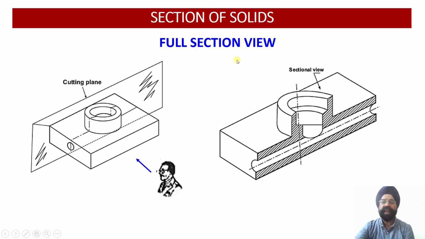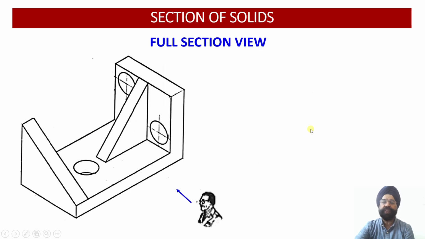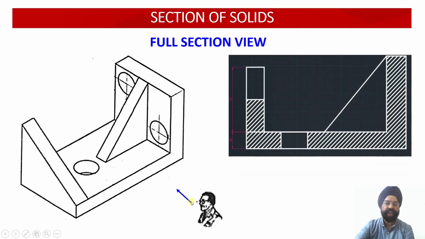So this way again the full section view is obtained in order to reveal the internal details of the object in a better way. This is another example of full section view, where at this juncture we have applied the cutting, or the sectioning, as the observer is looking from this end. Now you can see this is the cutting which has been obtained, and this web and all the other details, that is this hole etc., can be visualized in the sectioned view.